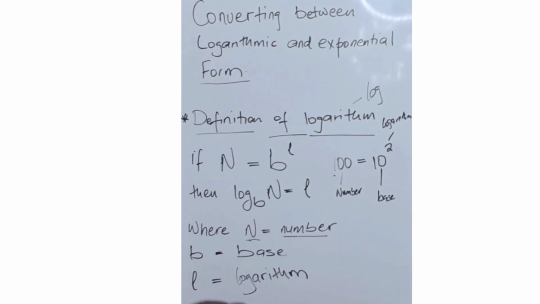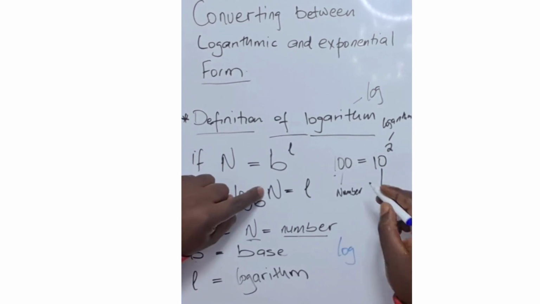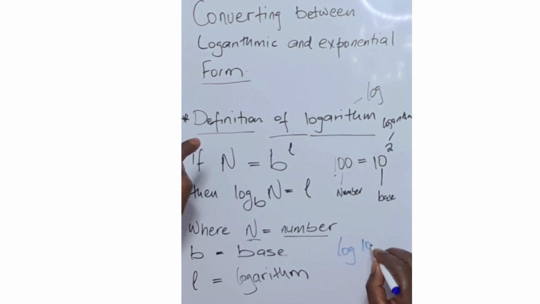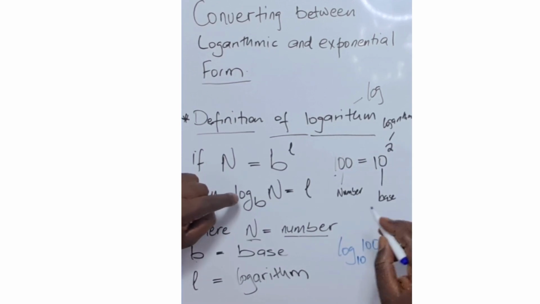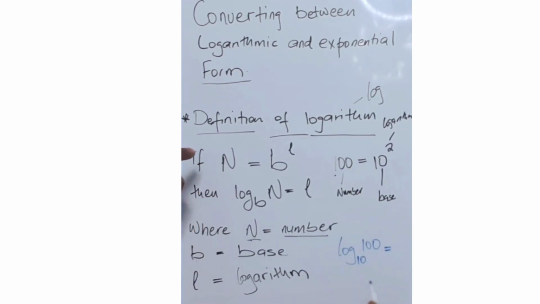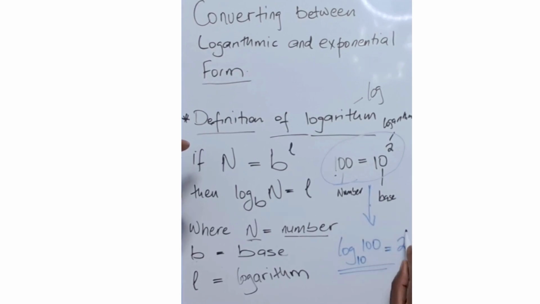So in logarithmic form, this exponential form is going to be log, for n it's 100, and b is the base, which is 10, and our l, which is our logarithm, is 2. So we've changed from an exponential form into a logarithmic form. This is how we're going to do it.